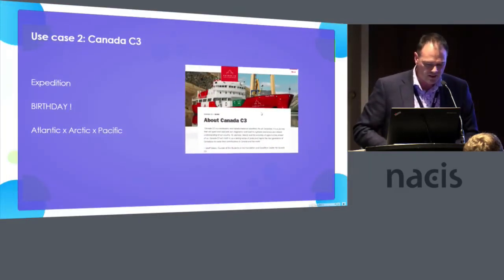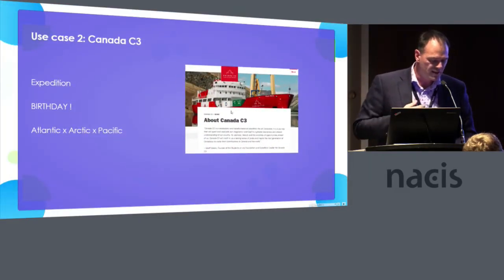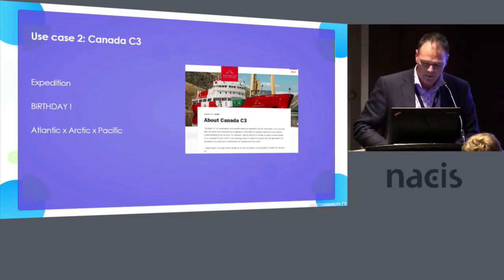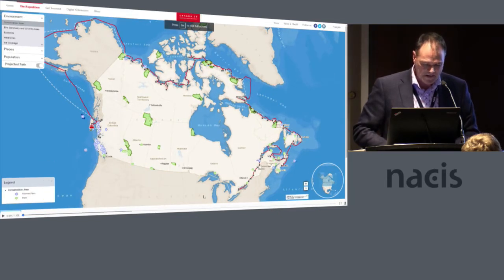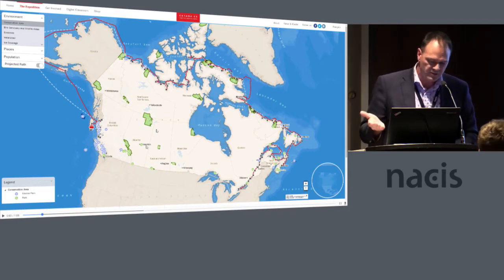All right, so how does this look in a real map? We've decided, since it's Canada's birthday this year, to present a national map. This is actually an expedition that is happening in Canada right now, covering the 3 coasts. So from Canada, C3, the 3 different coasts of Canada. It's going from Atlantic Canada, as you can see, starting in Toronto, and traveling pretty much all around the country from the Atlantic to the north to the Pacific.